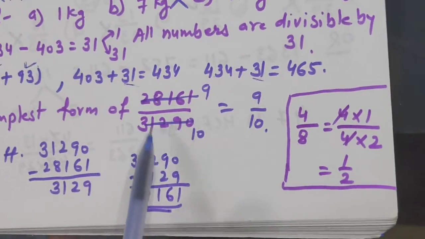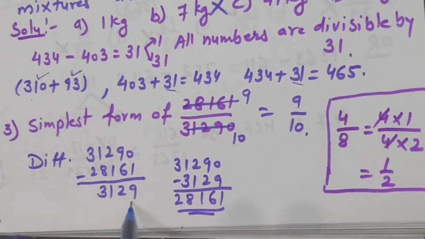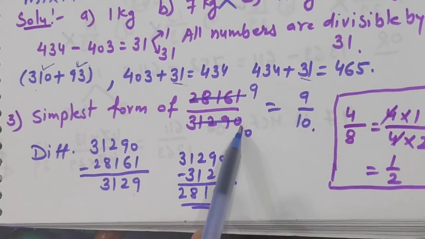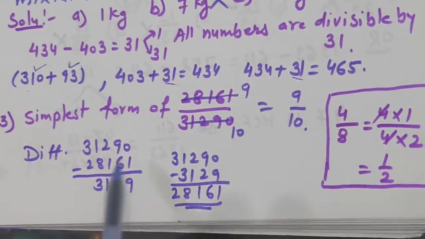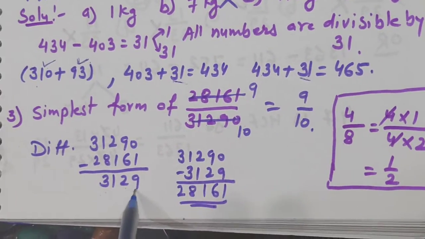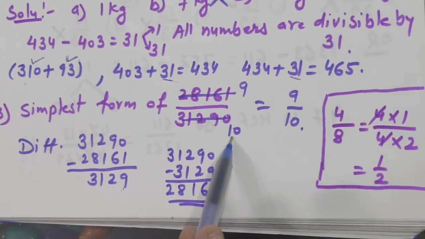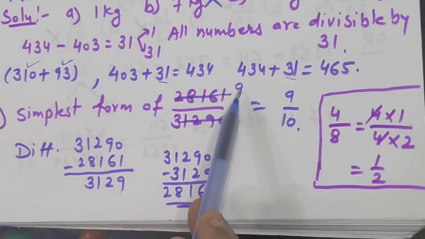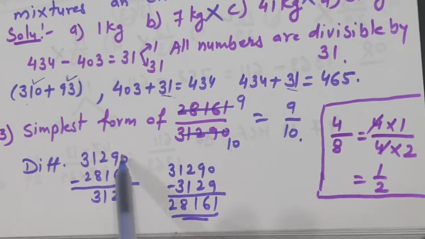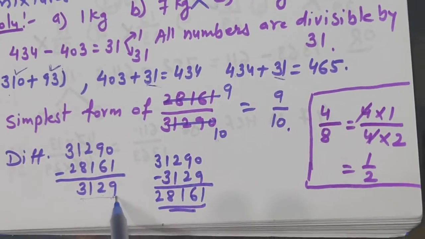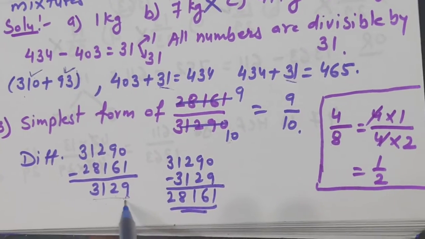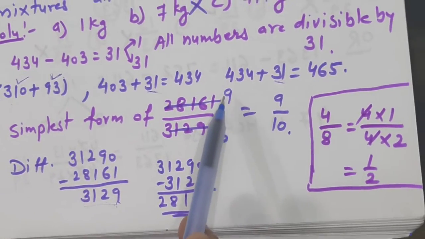Difference of these two numbers is 3129. And from here you can see 31290. 0 means what we can do? We can cancel this number with 3129, right? So how many times? 10 times. And how did I get this 9? How did I get 9? Because the difference of these was 3129. If this is 10 times and the difference between them is 3129, it means this will be 9 times.